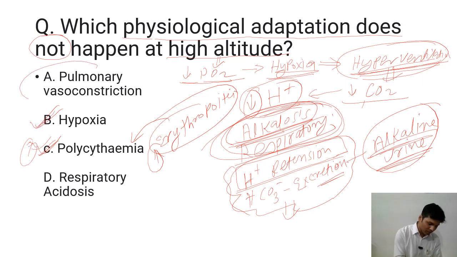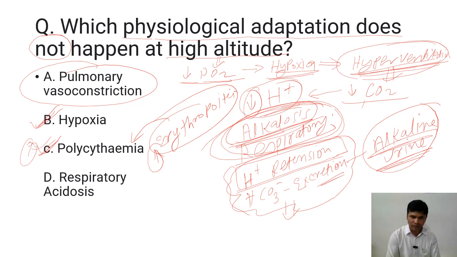What about pulmonary vasoconstriction? This is highly true, because hypoxia causes vasodilation in other vessels, but the exception is the pulmonary vessels, where hypoxia causes pulmonary vasoconstriction.